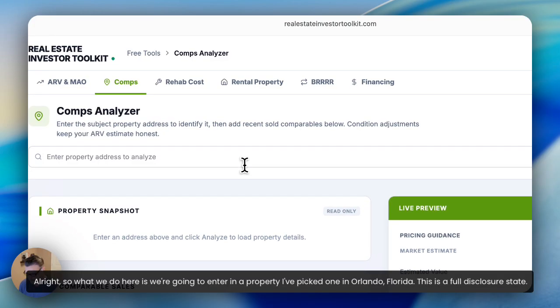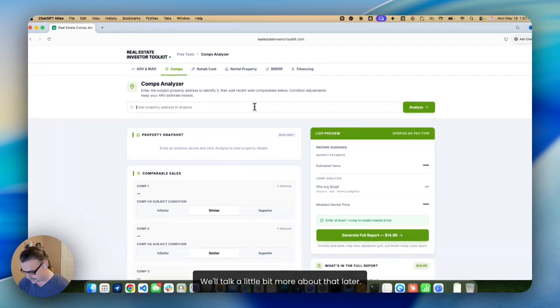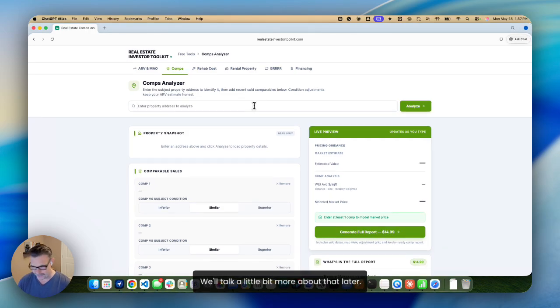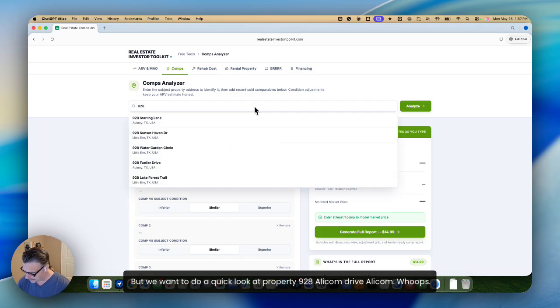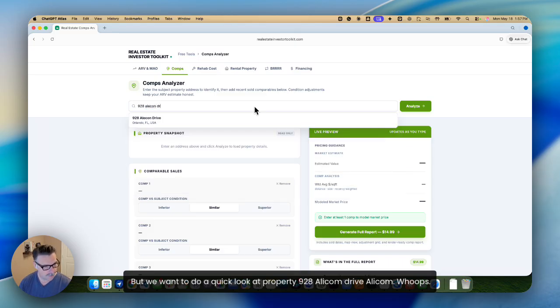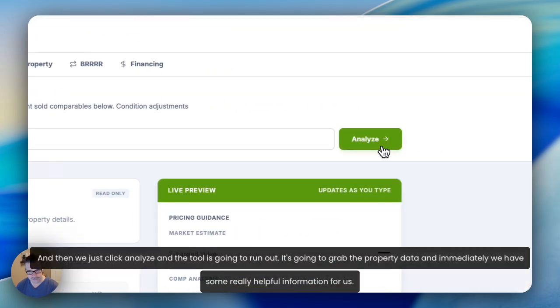All right, so what we do here is we're going to enter in a property. I've picked one in Orlando, Florida. This is a full disclosure state. We'll talk a little bit more about that later. But we want to do a quick look at property 928 Alicon Drive. There it is. And then we just click Analyze.